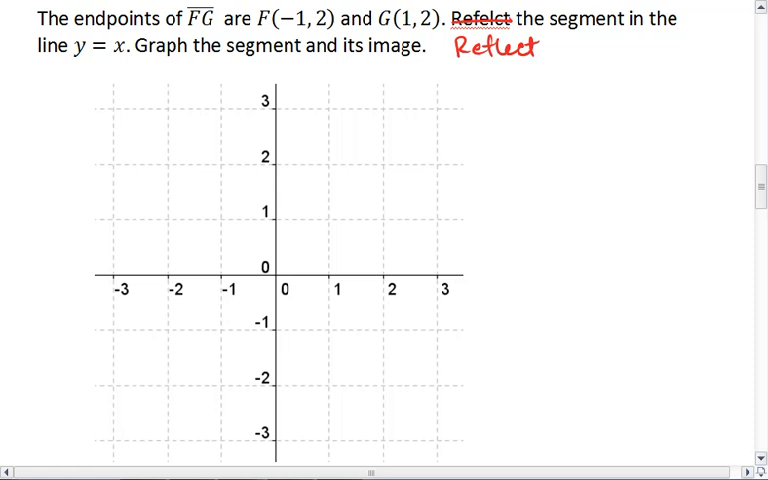You can try this on your own first. If you're going to do that, pause the video and then resume when you're ready to check your solution.